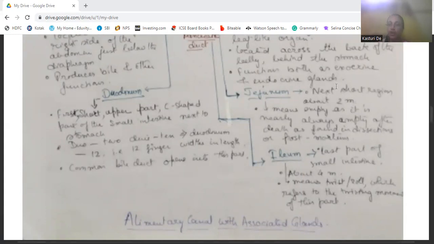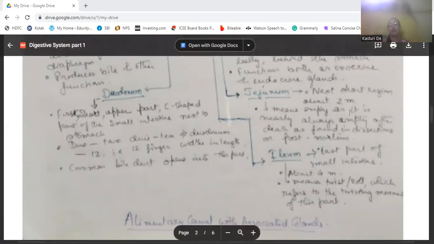Then we come to the jejunum. The next portion, the mid portion, is the jejunum, which is about 2 meters long. What does jejunum mean? It means empty. Why does it mean empty? Because it is nearly always empty after death. When a postmortem or dissection is done, we see that the jejunum is empty. That's why it has been named jejunum.